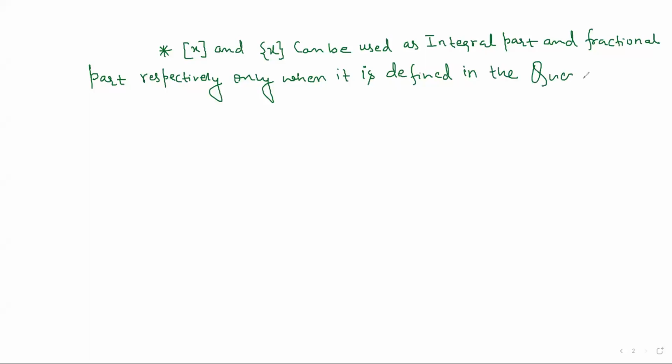But one thing is that whenever the question clearly says that this shape represents the greatest integer function and this shape represents the fractional part function, then you are clearly satisfied. This is the condition of GIF and FPF. Otherwise you can consider them as brackets.